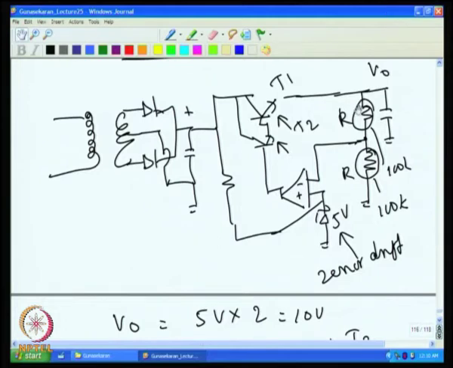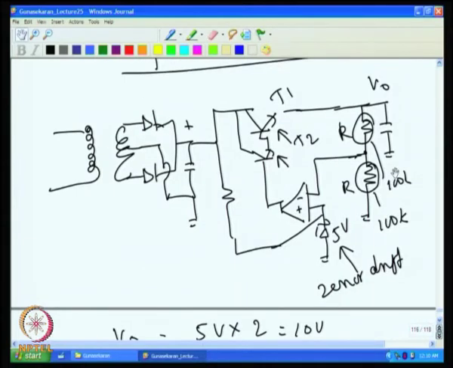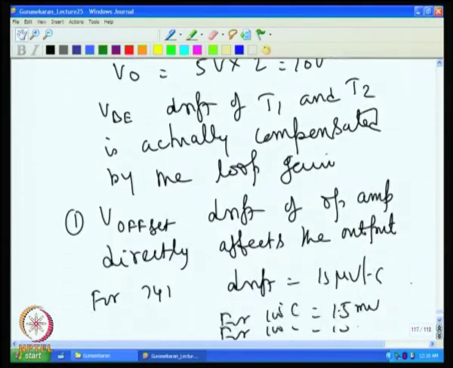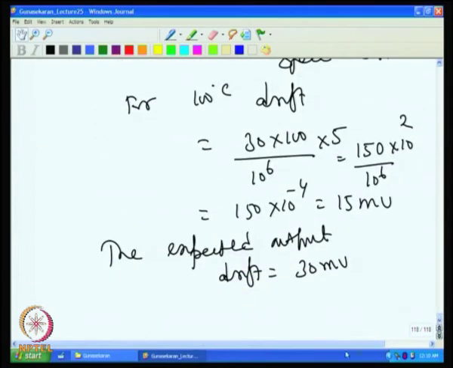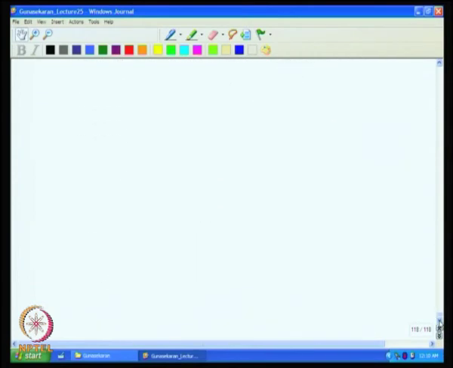So, to keep this resistance lower, instead of 100 k, keep this resistance lower, then you will have less drift due to bias current. Similarly, we have the other error, bias current drift, resistance drift error.